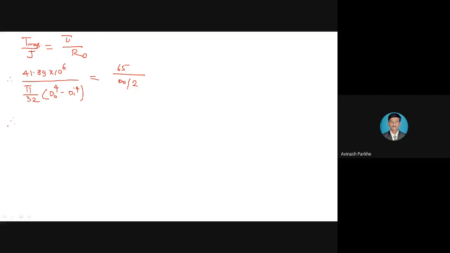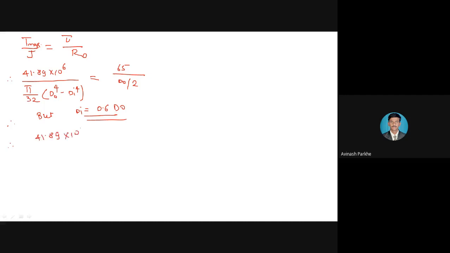But we have the condition Di is equal to 0.6 times Do. Please keep in mind this condition we have. Di is equal to 0.6 times Do. So I will put that particular condition in the above equation.